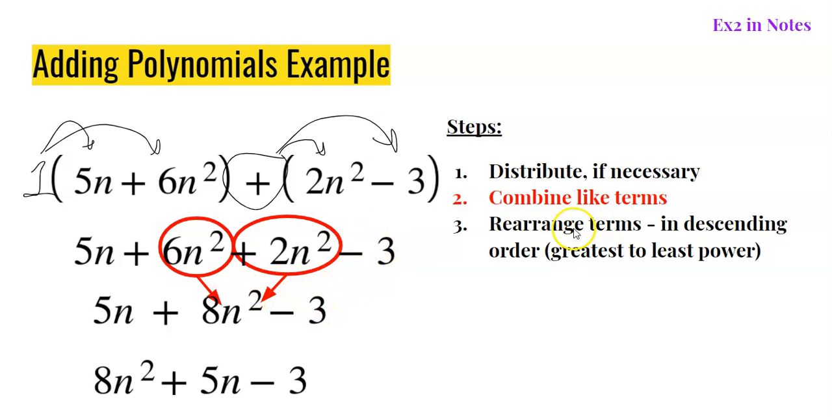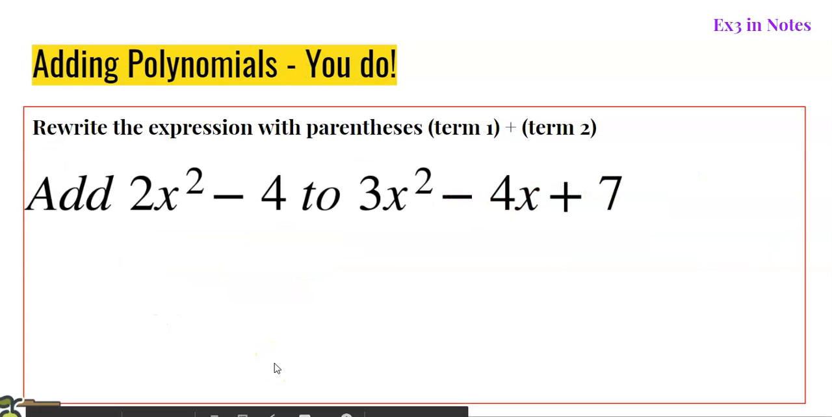Now usually when we write our polynomials, we write it in descending order, which is greatest to least power. So we're going to write 8n squared plus 5n minus 3. Now technically the line before it was technically correct. However, in math it's standard to write it from greatest to least. So keep that in mind.